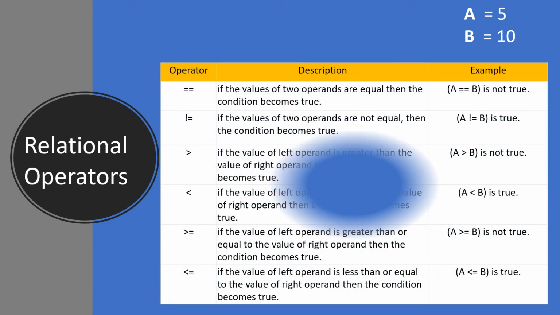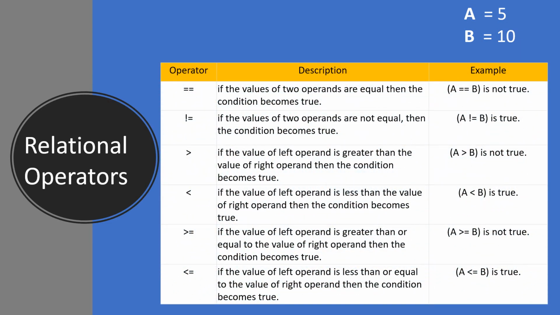Relational operators. The table shows the relational operators used in the C language. For example, consider variable a is 5 and variable b is 10. The table shows how the relational operators do operations on variables a and b. Equal to operator checks if the values of two operands are equal or not. If yes, then the condition becomes true.